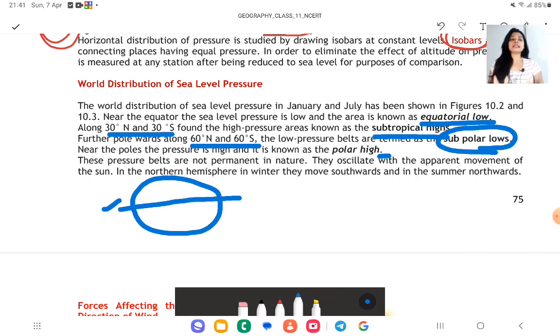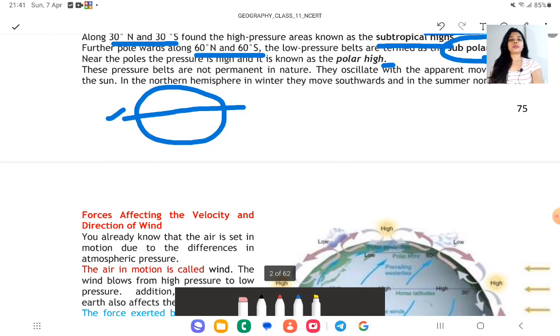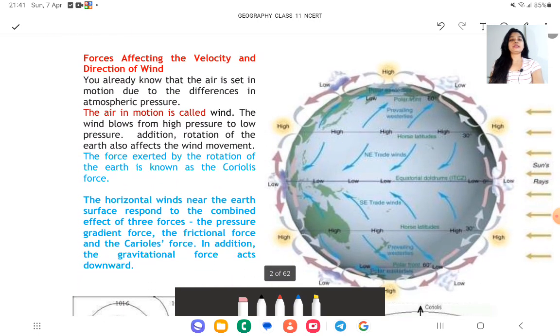We will see the diagram further and you will be able to know it. See, this is the diagram here. So here we can see that this is your low pressure area, then again high pressure area, then again low pressure area, and polar high pressure area. Now why is this low pressure and high pressure happening?